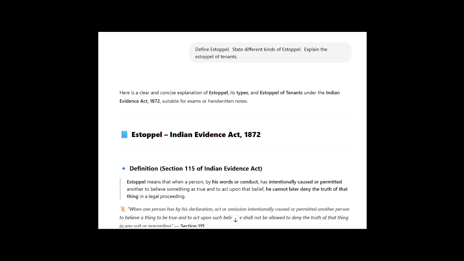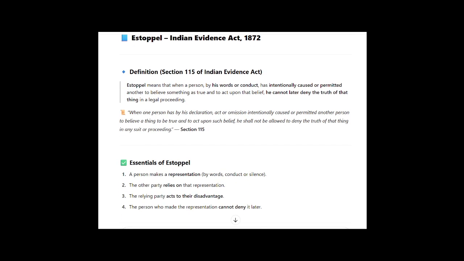Estoppel means that when a person by his words or conduct has intentionally caused or permitted another to believe something as true and to act upon that belief, he cannot later deny the truth of that thing in a legal proceeding. When one person has, by his declaration, act, or omission, intentionally caused or permitted another person to believe a thing to be true and to act upon such belief, he shall not be allowed to deny the truth of that thing in any suit or proceeding.